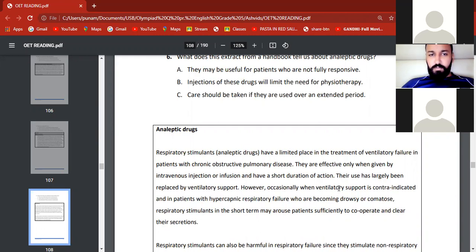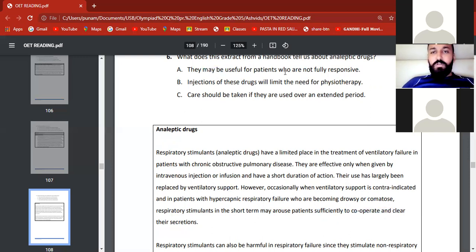However, occasionally when ventilatory support is contraindicated and in patients with hypercapnic respiratory failure who are becoming drowsy or comatose, respiratory stimulants in the short term may arouse patients sufficiently to cooperate and clear their secretions. Their use has largely been replaced by ventilatory support, but in some cases when it cannot be used, respiratory stimulants in the short term may arouse patients sufficiently to cooperate and clear their secretions.